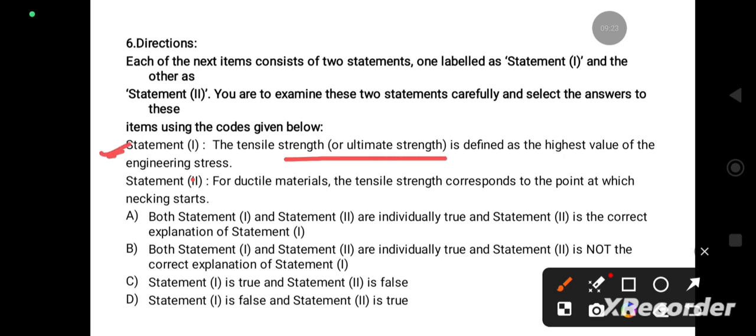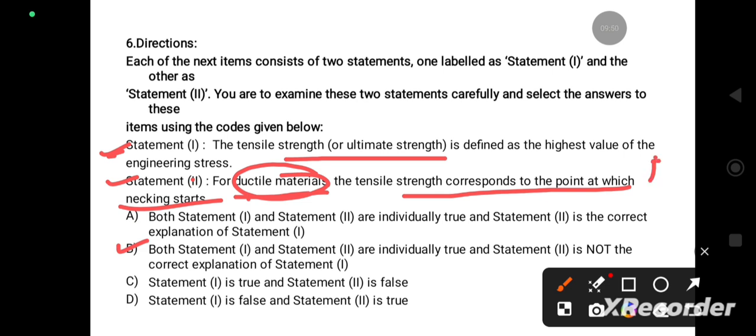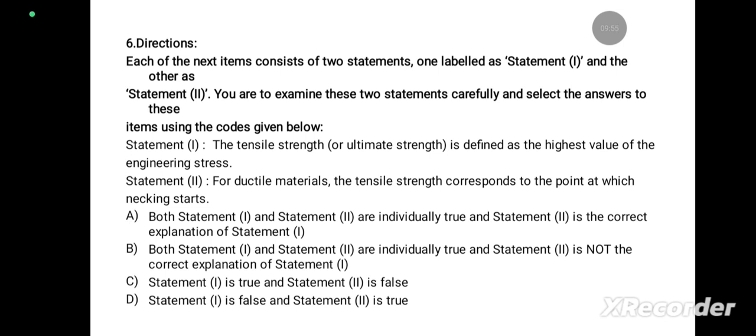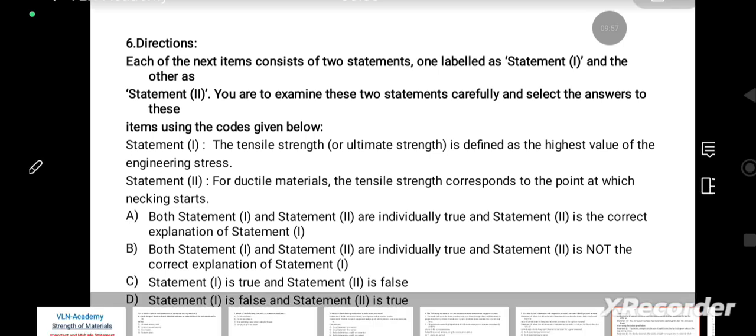For ductile materials, the tensile strength corresponds to the point at which necking starts. For ductile materials only, necking will start. For brittle materials, no necking occurs. Both statements are right, so the answer is option B. Both statements are individually correct, but statement 2 is not the correct explanation of statement 1, because one is talking about the necking point and the other about the ultimate strength point.